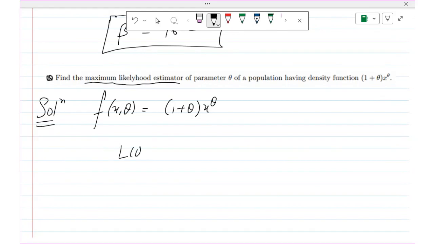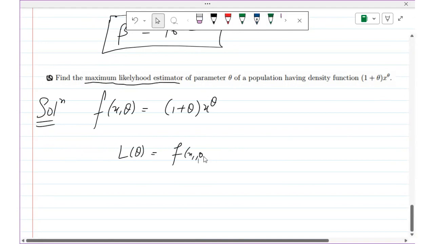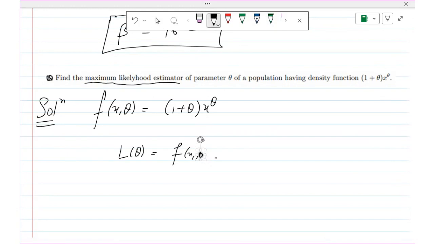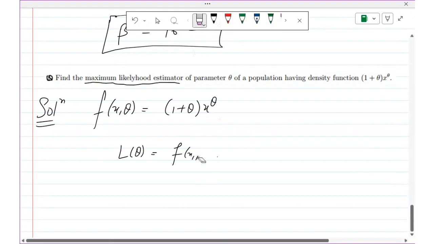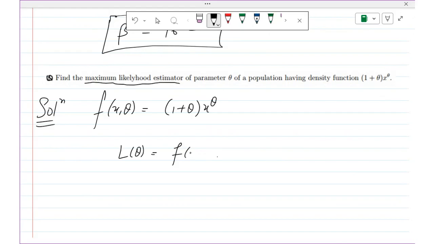What is the likelihood function? It is f of x1 comma theta, into f of x2 comma theta, and so on up to f of xn comma theta, where x1, x2, up to xn is a random sample.